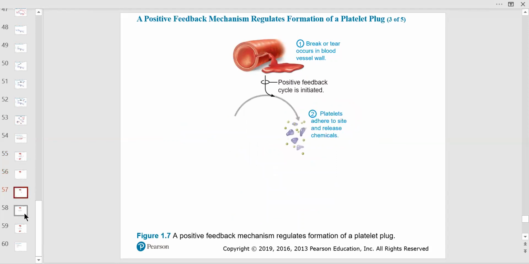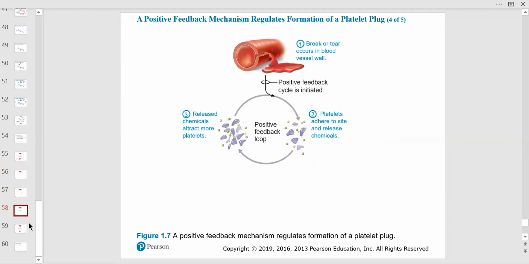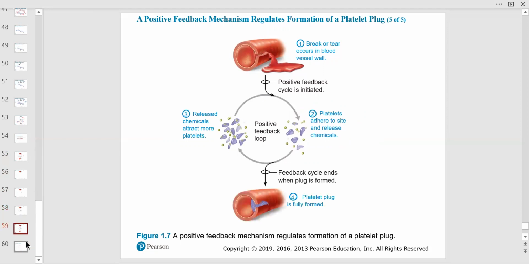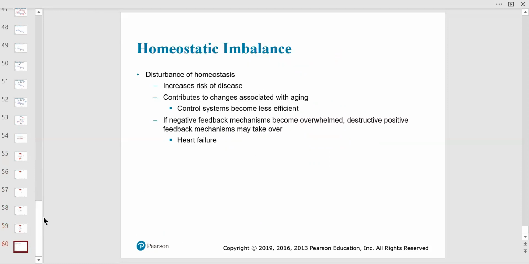So this will go through that clotting cascade very simply. Very simply. It's only talking about platelets, but there are other factors. So that's a positive feedback, right? So if you go out of homeostasis, you're going to wind up with a risk of disease, which is happening right now as we're sitting here.